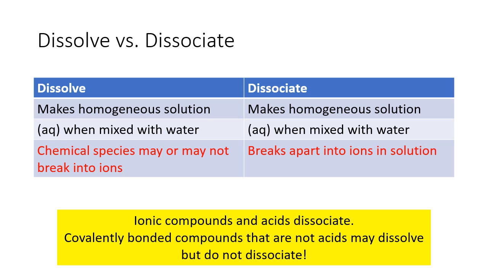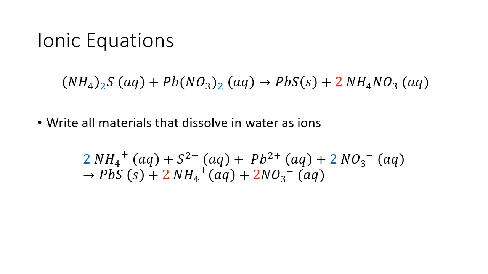Sugar is a covalently bonded compound. It dissolves, but it does not dissociate. All right, so keep this straight in your head. Dissolve means that it mixes with water evenly. Dissociate means that when it mixes with water evenly, it breaks into ions. When things dissociate, we sometimes represent them as their ions.